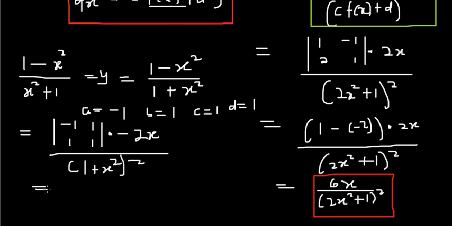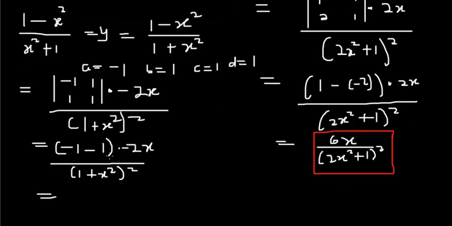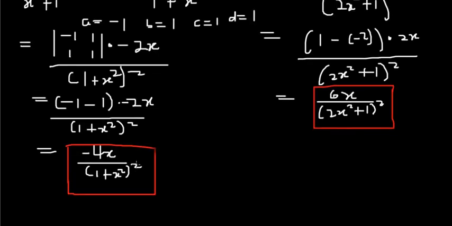So let's try to solve this problem. When you solve this problem, you have -1 minus 1 times 1, that will give you -2. Then you multiply it. So this will give us negative 4x divided by (1 plus x squared) squared, and this will be your final answer for this question.